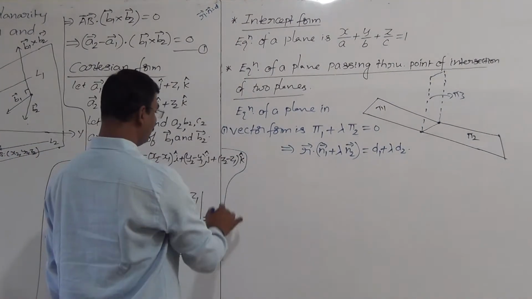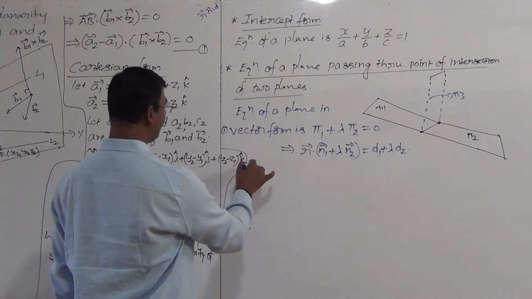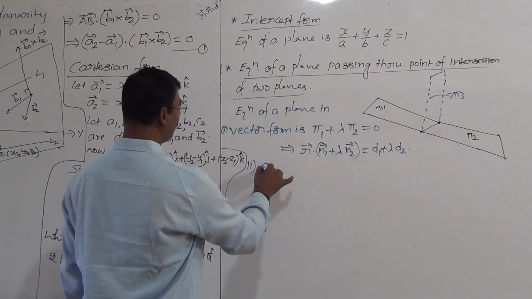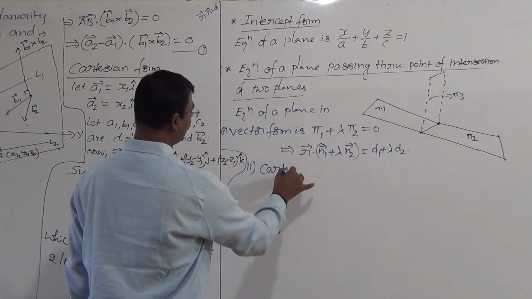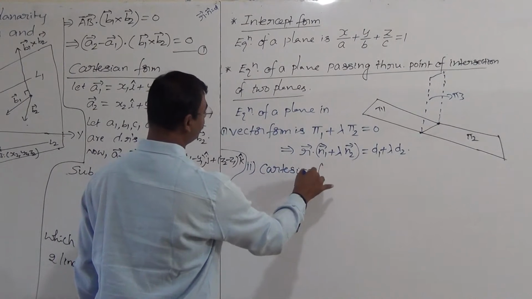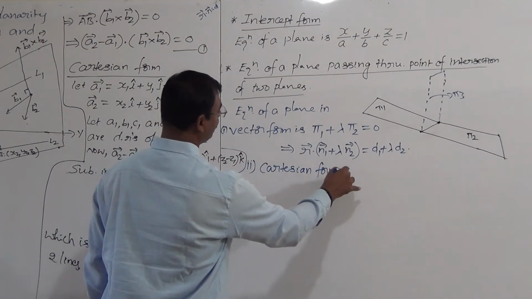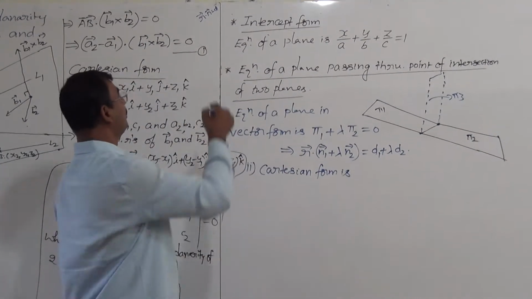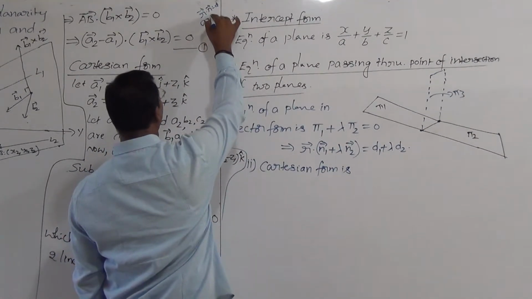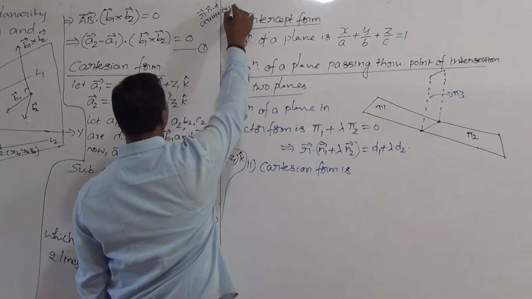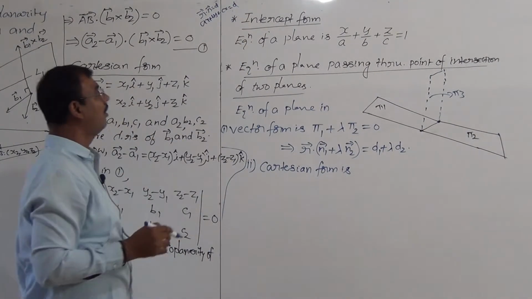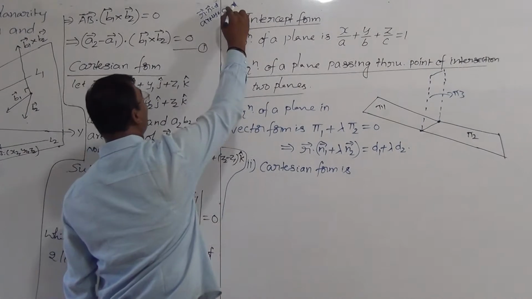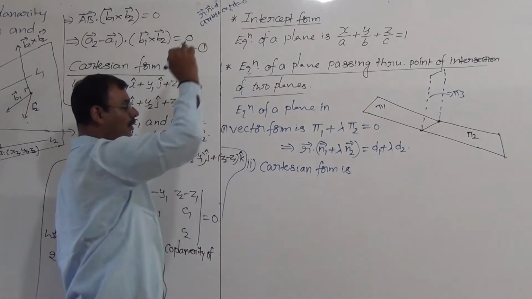Now I am going to the second one, which is Cartesian form. Remember what the Cartesian form plane equation is: ax plus by plus cz is equal to d, or plus d is equal to 0, whatever it is, this is the form.